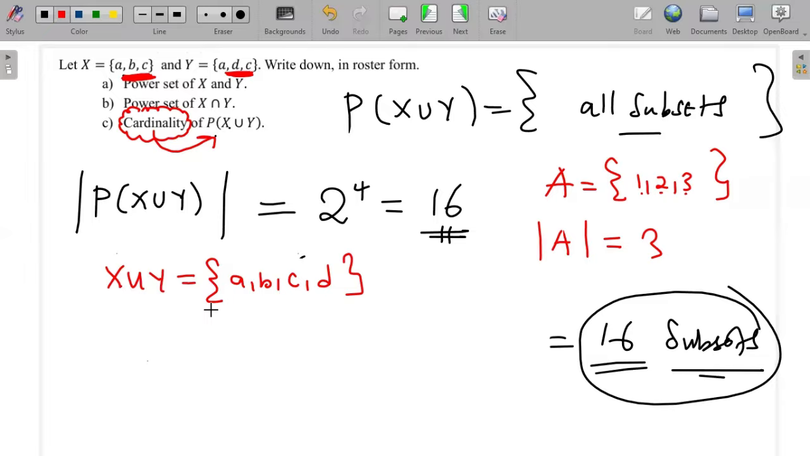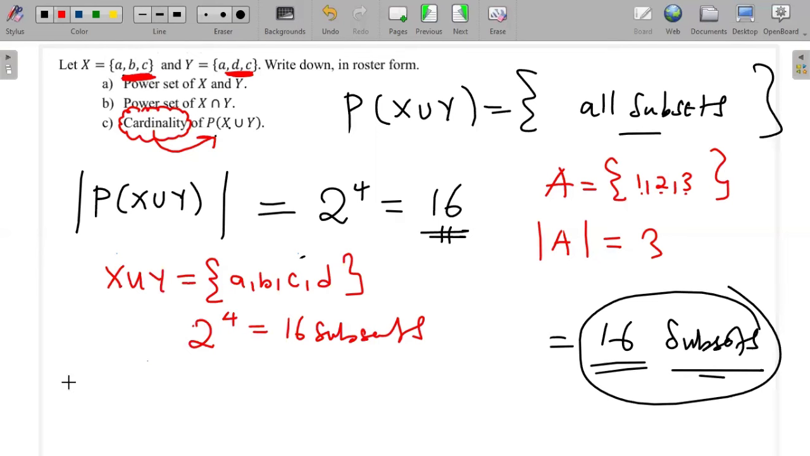So the first thing should be, I find the power set, and then in that power set, I just count how many subsets are there. That would be the cardinality, okay? So now from here, I'll just say, X union Y will have how many subsets? It will have 2 to the power. How many elements are here? 4. So I put 4, and that will just be 16 subsets. So X union Y has 16 subsets.